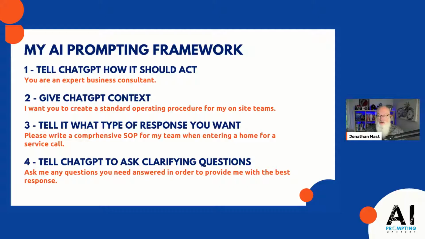Next, we need to ask it the question. In step three, this is generally where everybody stops when they're prompting. They just ask it the question. They don't give it any perspective, any background, no context. They just ask the question. And that's often how you're going to get frustrated with AI because it's not going to give you the responses you're looking for. So in this case, tell it what type of response you want.